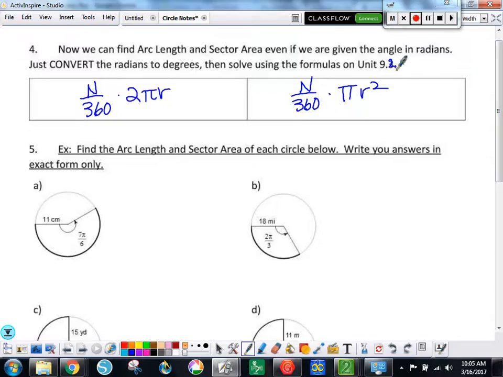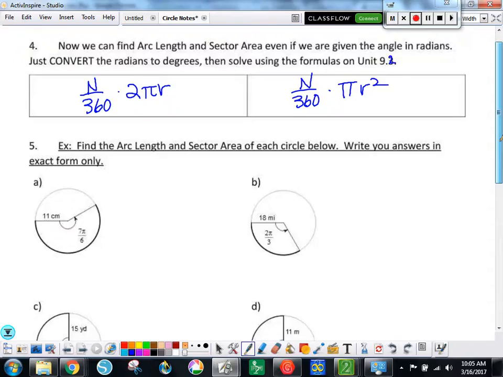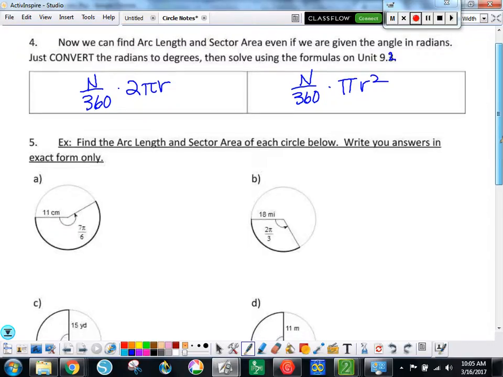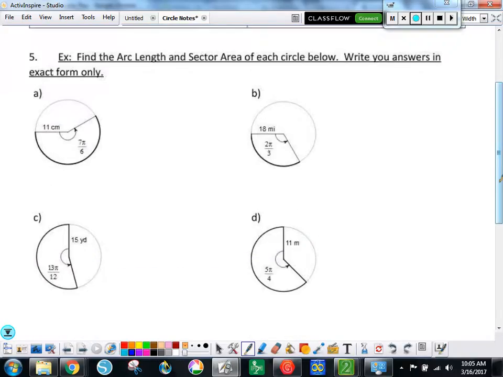This is note 9.2. After today, we are more than halfway done with our unit. Okay, so when you're trying to find the length of this sector, I start with taking the 7 pi over 6 and multiplying by what? 180 over pi. And I know it's 180 over pi because I want the pi's to cancel. Good. Multiply by 180 over pi.